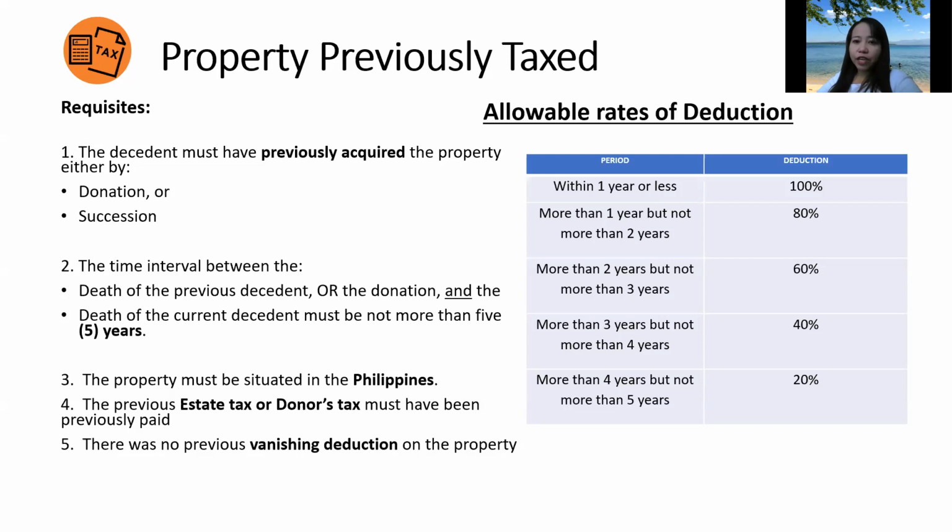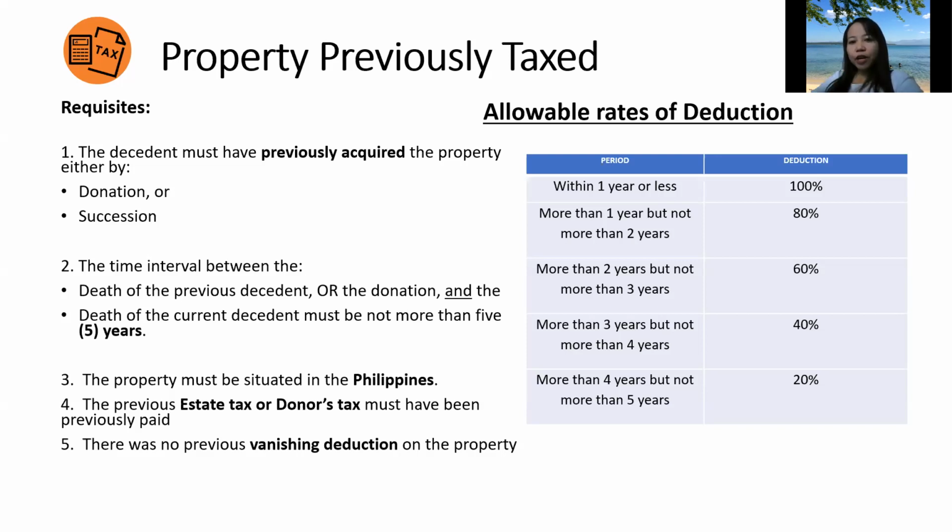So what are the rates of the vanishing deduction? In our previous example, if the death of A and the death of B are within 1 year or less, the deduction will become 100%. So effectively, if B died within 1 year from A's death, the entire property will not be taxed anymore under the estate tax, because the deduction is 100%. The computation, as I initially informed you before, is that you include it first in the gross estate, and then you include it as an allowable deduction for vanishing deduction of 100%. Effectively, that entire property is not subjected to estate tax.